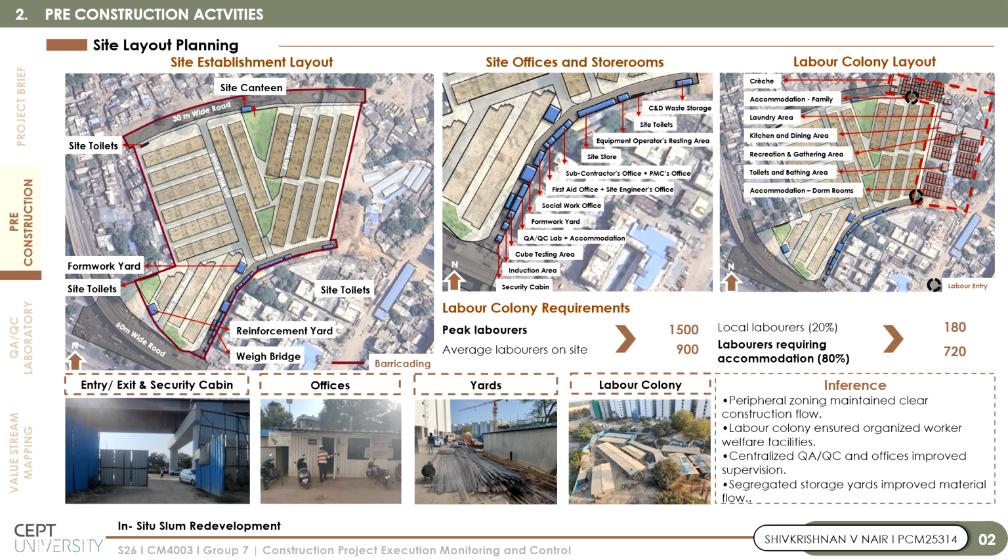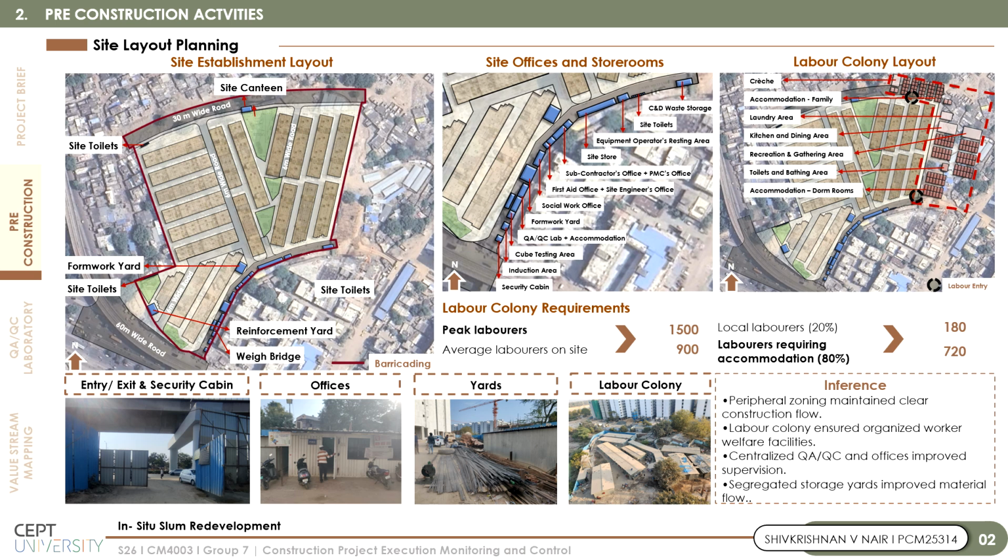Moving to pre-construction activities, the site establishment and layout planning. Detailed site establishment planning was carried out to ensure smooth project execution. The site layout was organized using peripheral zoning where temporary facilities were placed along the edges to maintain clear construction zones at the center. Dedicated areas were provided for reinforcement yards, formwork yards, QA/QC labs, offices, storage spaces, canteen, waste storage, and equipment resting areas.